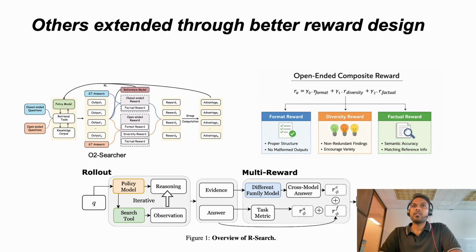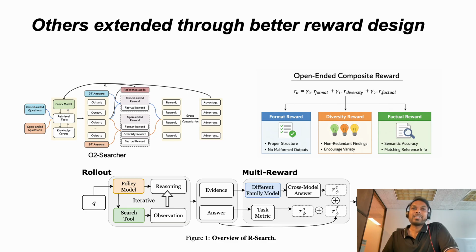So Search R1 and R1 Searcher showed performance improvements on multi-hop short question answering like HotpotQA, 2WikiQA, and here the final answer was like 2-3 words long. So you could still evaluate the final answer fairly directly. But then there were some other papers which extended this in various ways by defining novel reward functions and training strategies, especially for long form generation tasks where exact match would not really work.